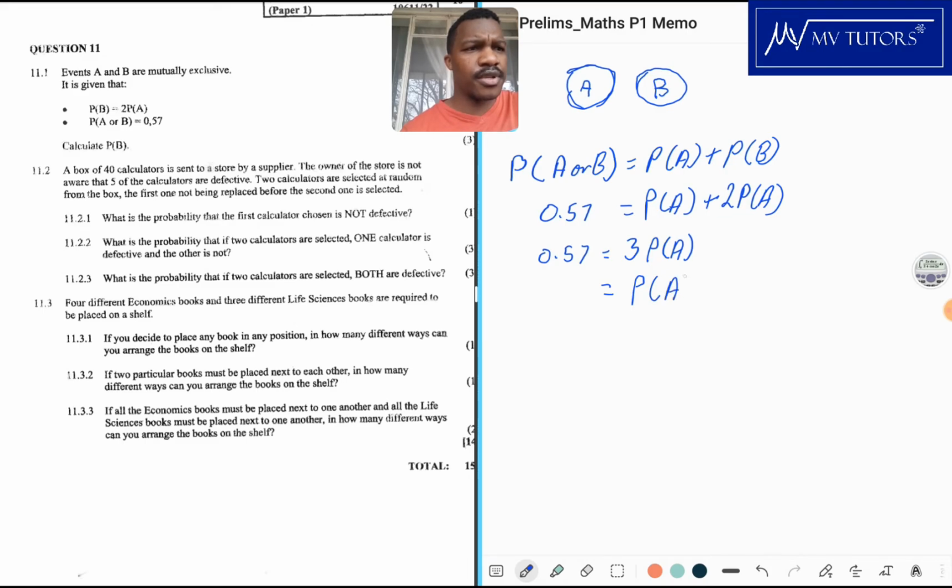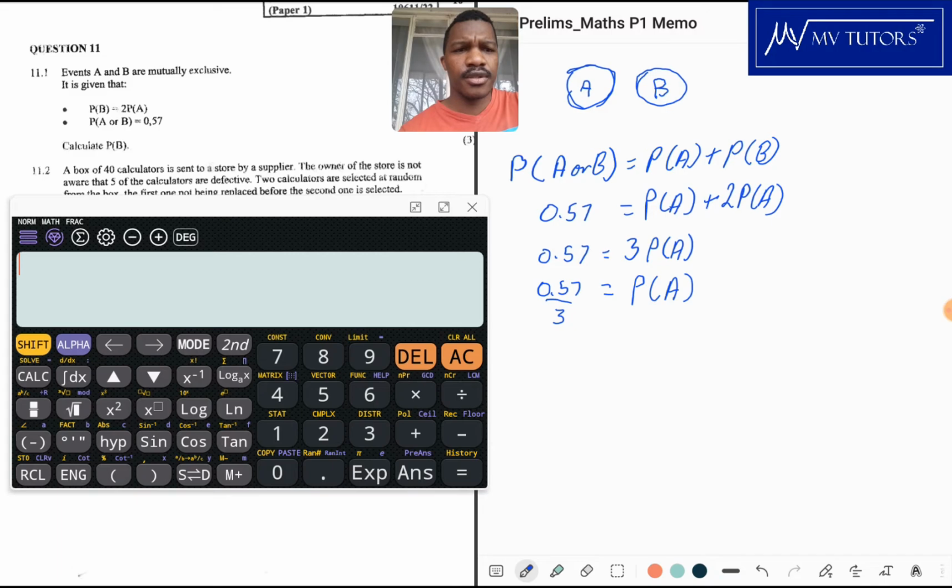It's just going to be 0.57 divided by 3. Let's put that in a calculator real quickly. 0.57 divided by 3. Okay, well, let's put it in decimal form. I get 0.19. So now that's the probability of A, but we're looking for the probability of B, right?